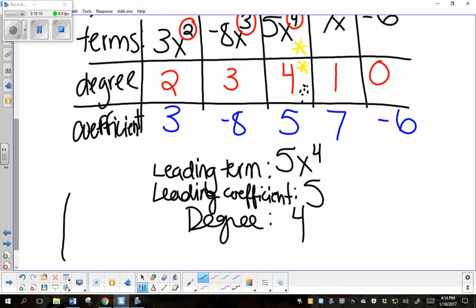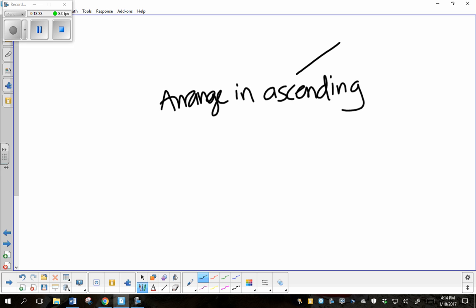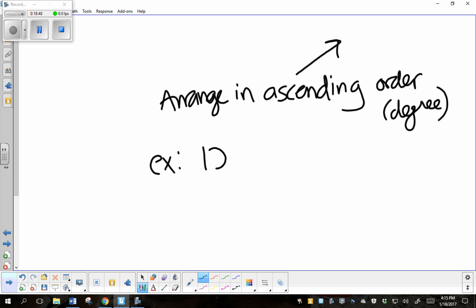So sometimes what your book is going to ask you to do is to arrange a polynomial into ascending order. It's going to say arrange in ascending. That means from small to big order. And what they mean when they're talking about that is they're looking at the degree of that polynomial, or the degree of the terms. So for example, here's a polynomial we're going to arrange in ascending order. 12 plus 2x to the 3 minus 7x plus x squared.